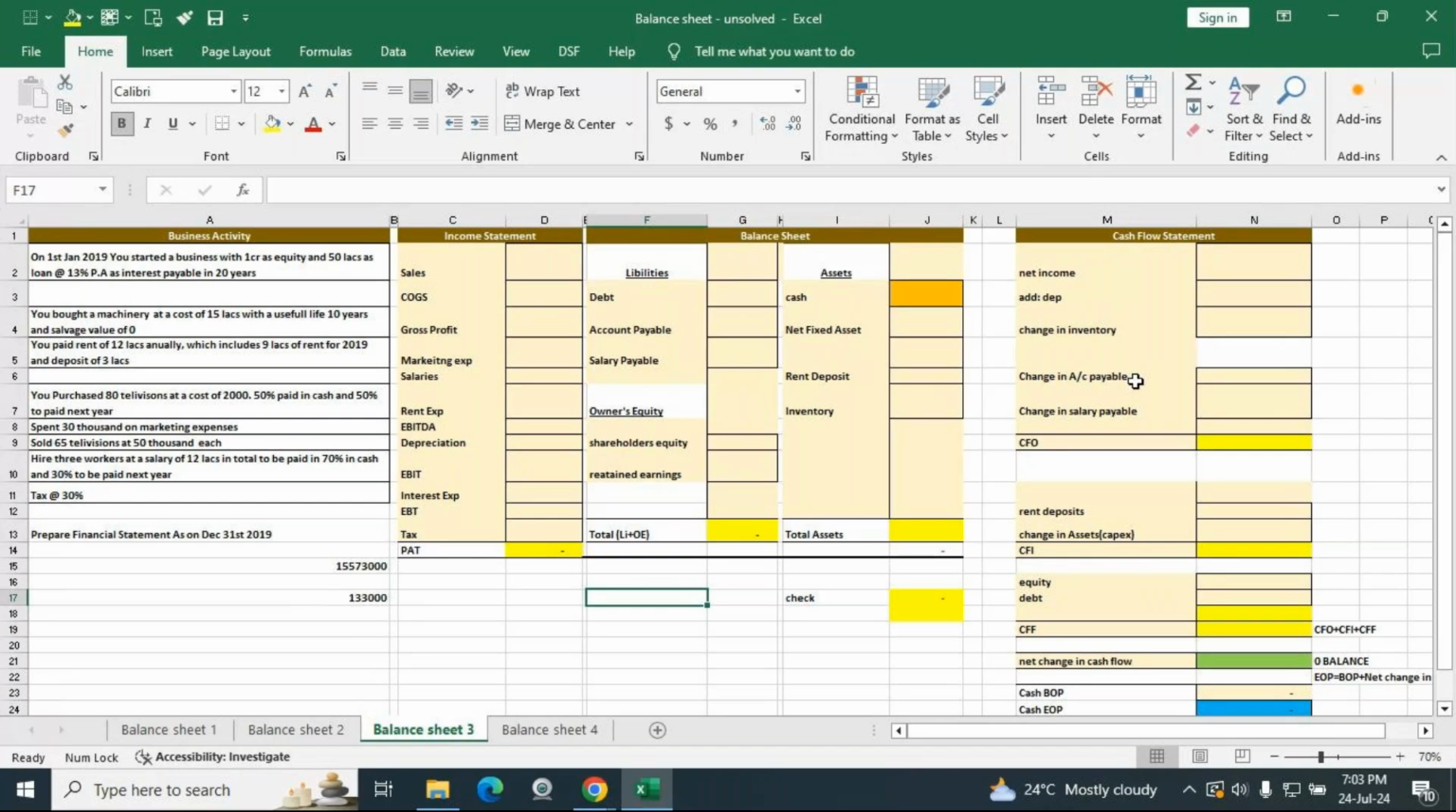Okay, so now let's solve it. Let's read out the line items they have given in the business activity. On 1st January 2019, you started a business with 1 crore as equity and 50 lakhs as loan at the rate of 13% interest per annum. We are supposed to pay it within 20 years. So here is shareholder activity, equity. How much is the equity amount? It is 1 lakh rupees.